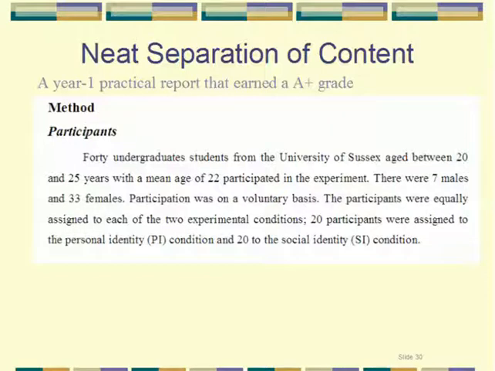The participants were equally assigned to each of the 2 experimental conditions. 20 participants were assigned to the personal identity condition and 20 to the social identity condition. Clear, complete, for a Year 1 practical report.